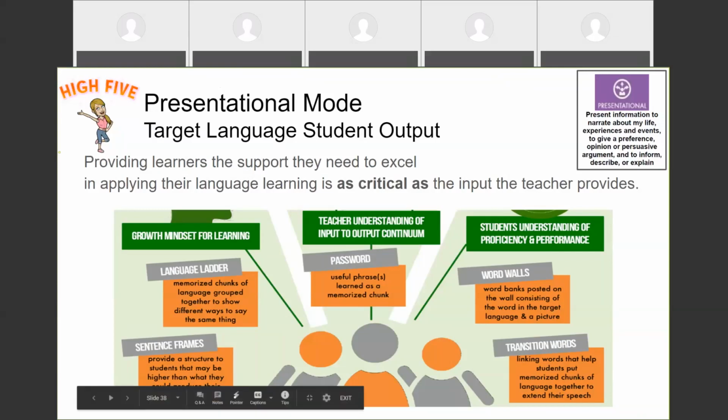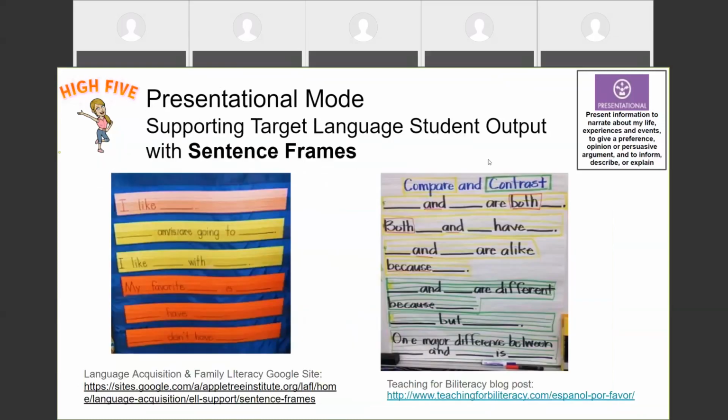Using sentence frames or sentence starters, some people call them. Sometimes when students have to write sentences, they can't quite get started, or if you can just fill in a few words for them to give them somewhere to get started, that makes them feel more comfortable and at ease and be able to go into the target language. Using chunking, like memorized chunks of material, and also making the information in digestible chunks so that it's not too much for them at once.